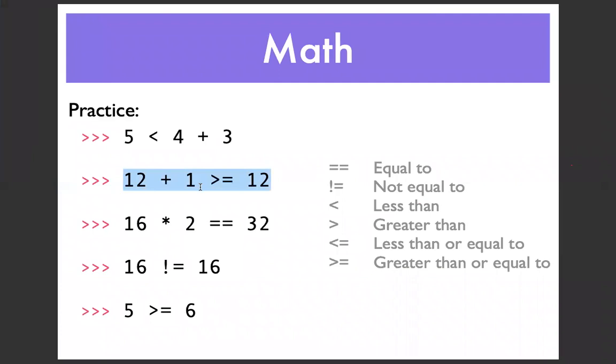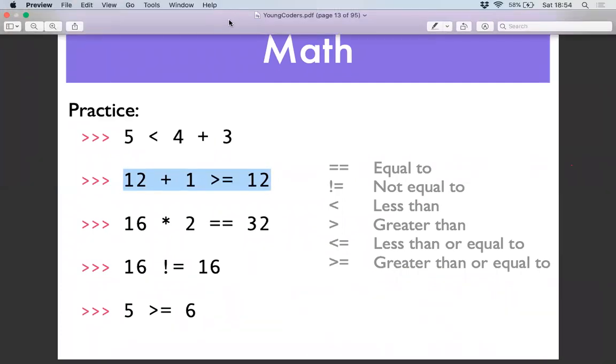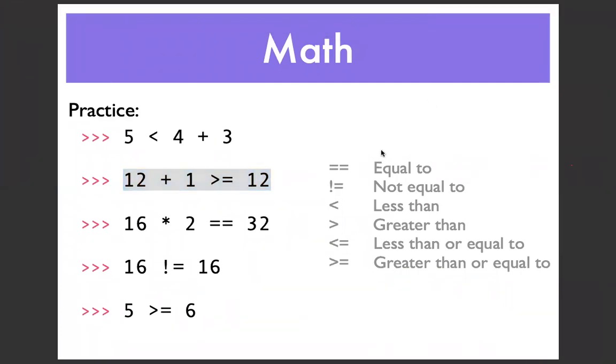12 plus 1 is greater than or equal to 12. Oh, there's a greater sign. Yes, it's going to be false. Yeah, it's going to be false then. False. Okay.